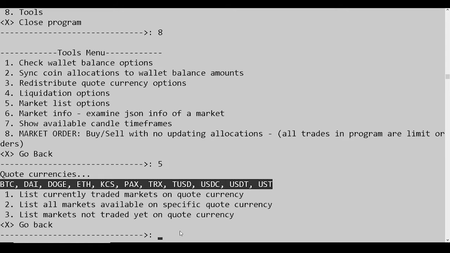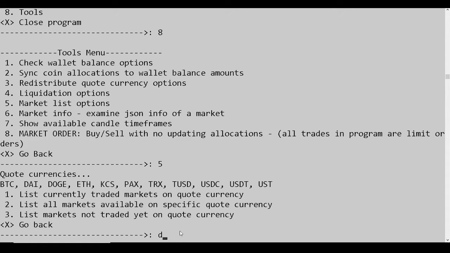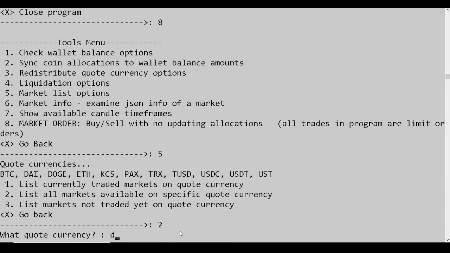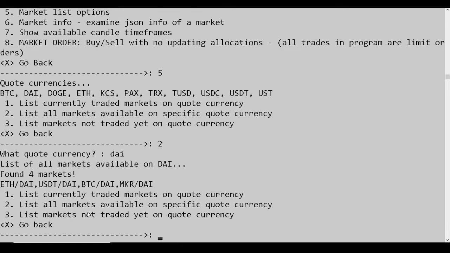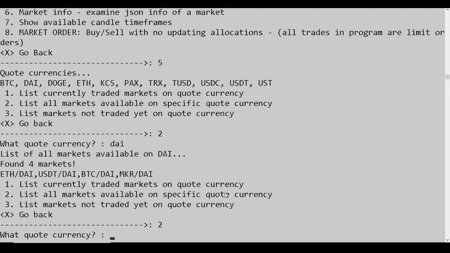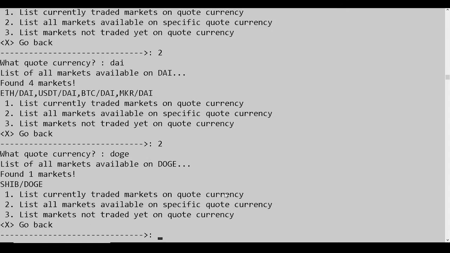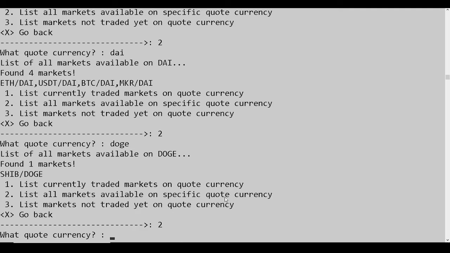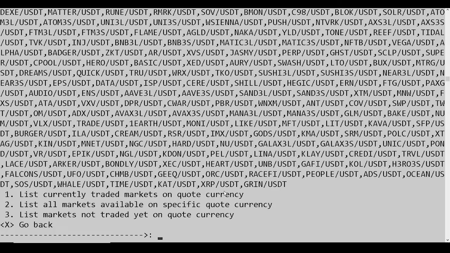Just for fun, let's take a look at what's available on DAI. List all markets available on a specific quote currency. Let's do DAI just to see. And there's only 4 markets on DAI. Let's look at another one. Let's look at how many Doge markets there are. There's only one Doge market, and that would be to trade against Shiba. Let's try another one. Let's look at USDT, and boom, there you go.